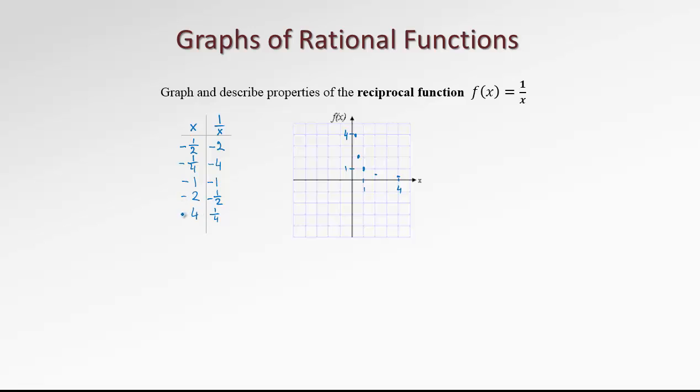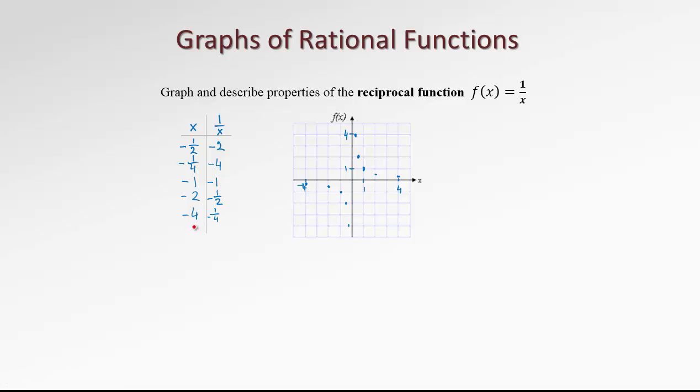Okay, so we have these points now. Let's plot them. -1/2, -2, somewhere here. -1/4, -4. Okay, so it's getting closer and closer to the y-axis, but from the negative side. And then -1, -1, so that's the point. -2, -1/2, it's here. And -4, -1/4, somewhere there, very close to the x-axis.